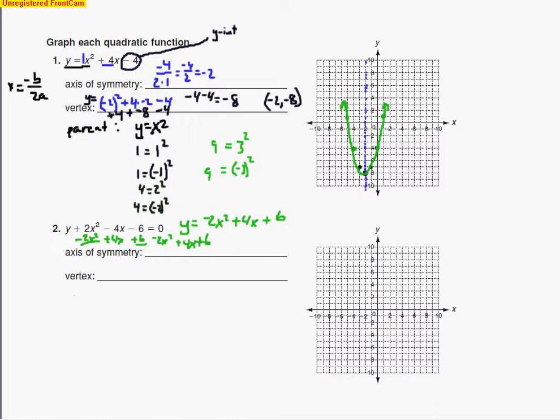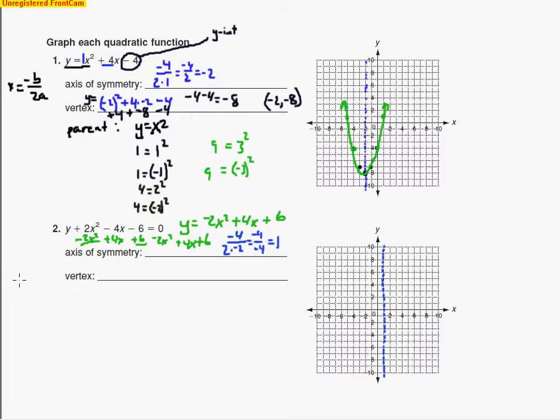So now I can use that axis of symmetry formula. Remember, it goes negative b, so the opposite of 4, over 2a, so 2 times by negative 2. So here I end up with a negative 4 over negative 4, which makes 1. So 1 is the axis of symmetry. So on the graph here, if I draw a line straight down along 1, for x equals 1, that line will cut this parabola into 2 equal pieces.